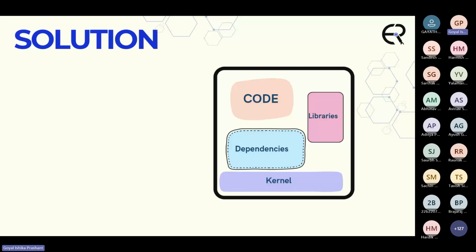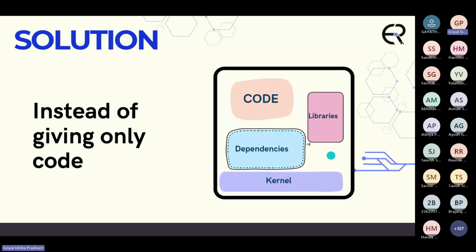So how we can solve the problem is why not, instead of sharing just the code, we share everything else: all the libraries, the dependencies, and the kernel associated.